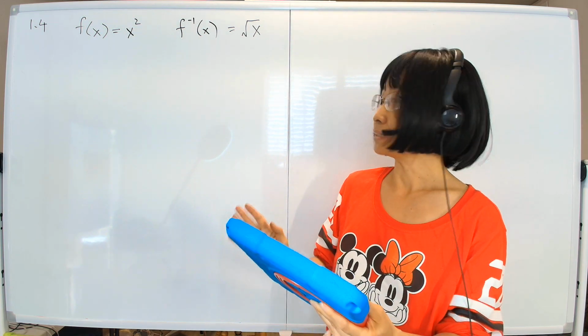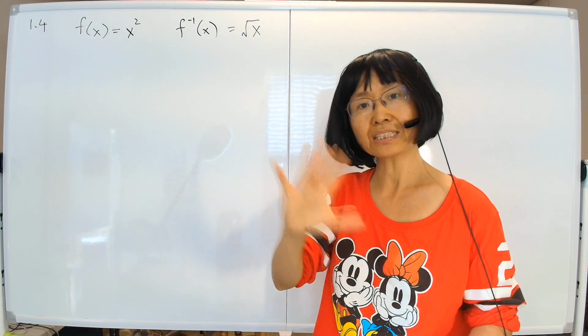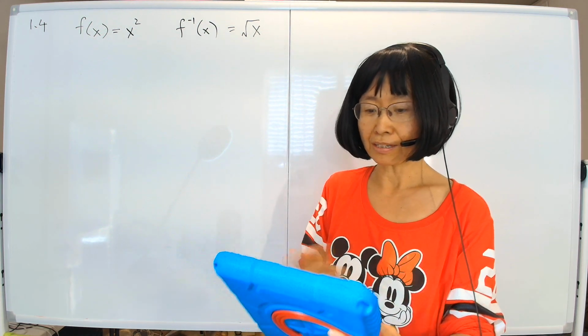For example, you can have one function that gives you the positive root, another function gives you the negative root, which is perfectly good.